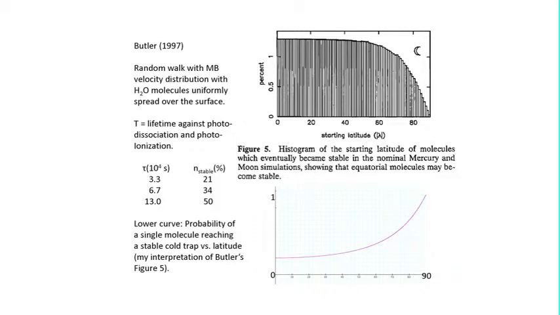With a shorter lifetime, fewer molecules make it. Longer lifetime, they stand a better chance of hopping around and making it to the cold traps.